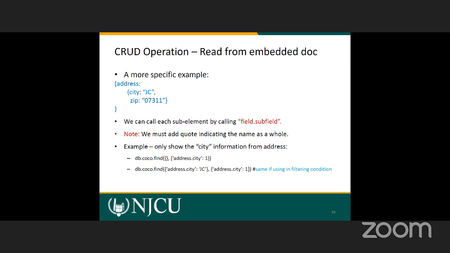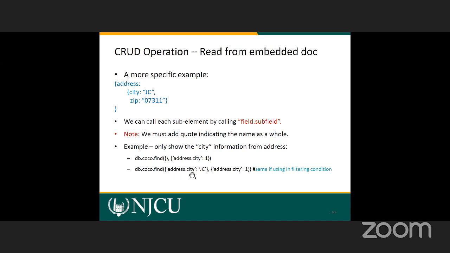But here, when you use a field dot subfield, because we have the special character dot here, sometimes the system gets confused. So the rule for MongoDB is that if you are trying to refer to a subfield, you will need to use quotes around the whole field and subfield name. That is why when you write address dot something, it will automatically add the quotes on the field name. But anyway, that's a way we can point to a specific subfield in an embedded document.